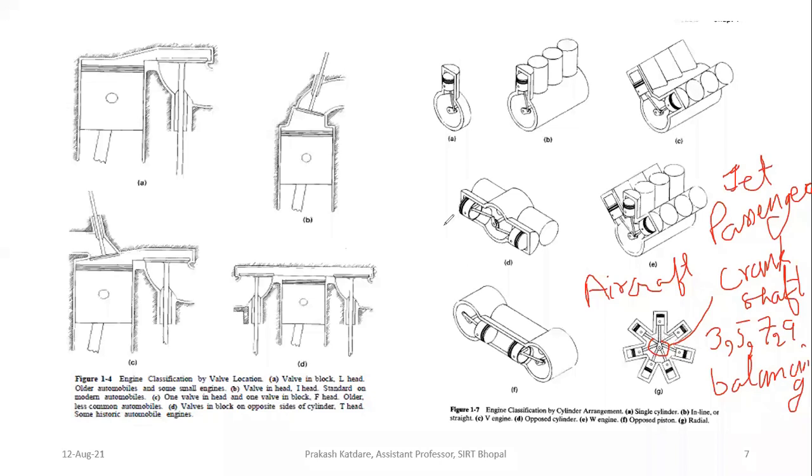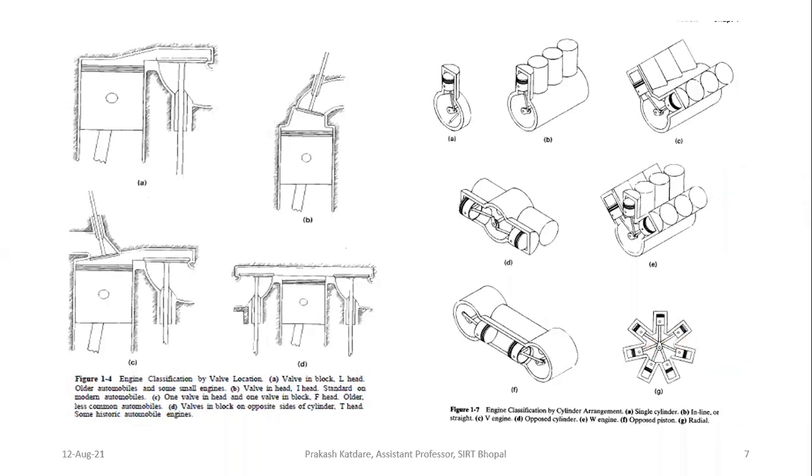Then we have one more type. Other than this, some uncommon types of engines are also there, which we are not using very much nowadays. That's why I have not shown their figure. One is our H type. H type is basically a variation of V type, and it has 4 banks of cylinders.